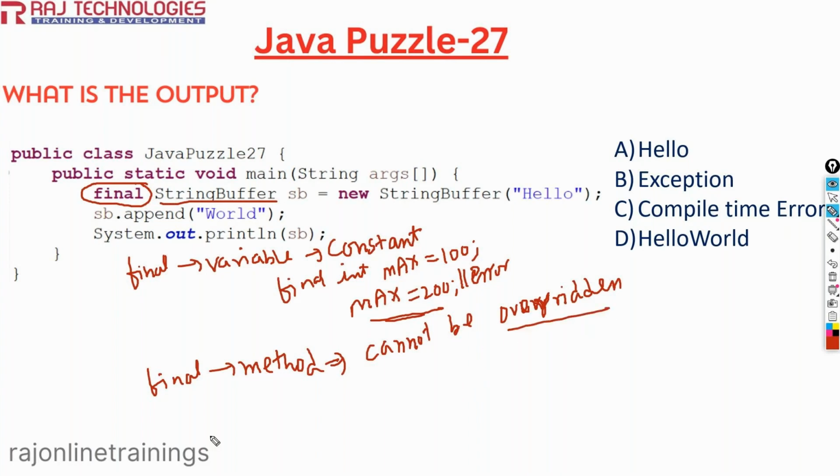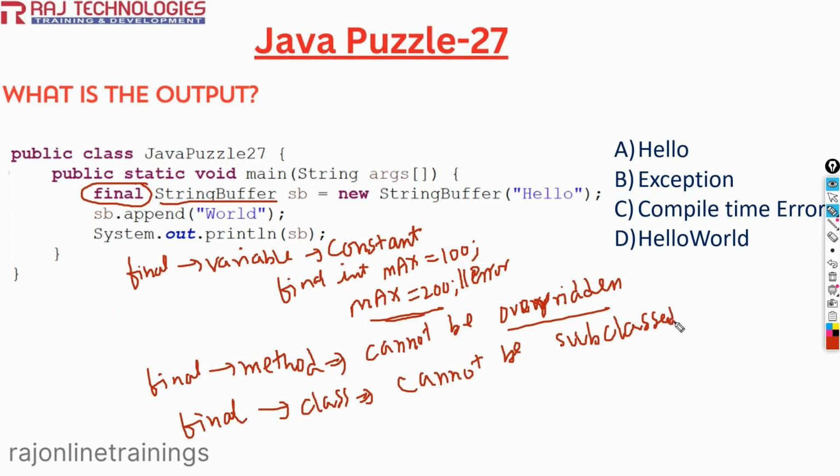When we use the final keyword for a class, then it cannot be subclassed. No subclasses. We cannot create subclasses of final classes. It cannot be subclassed. Right?